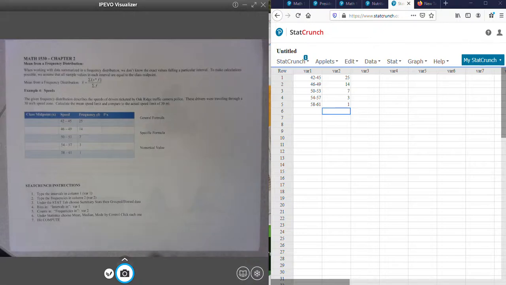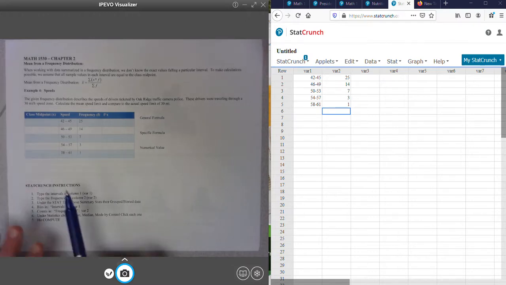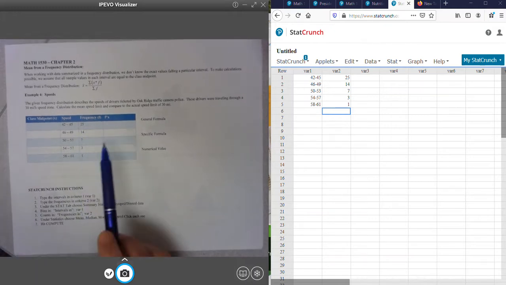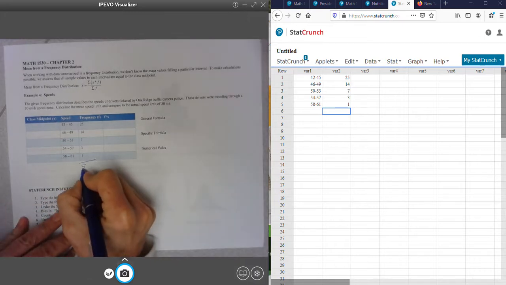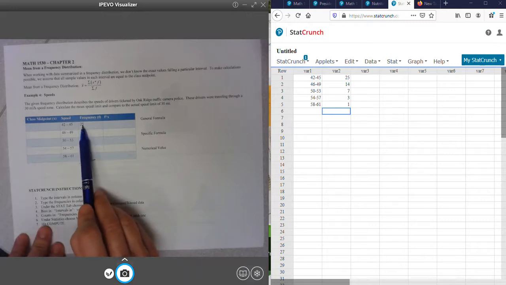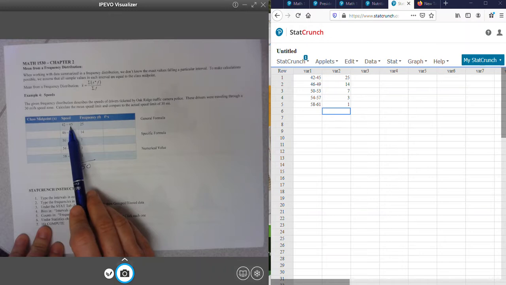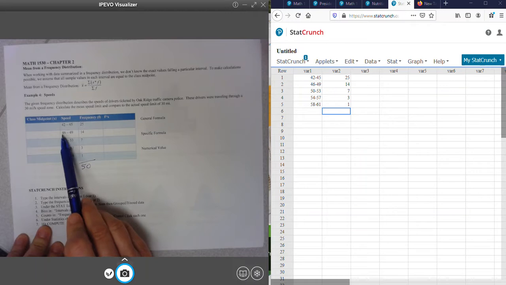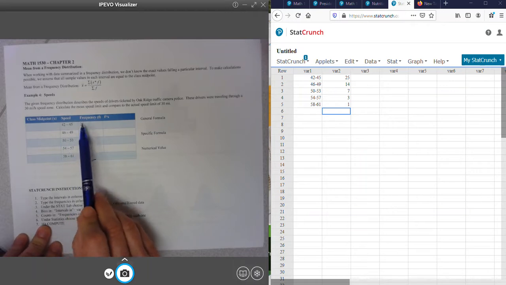This is section 2.3, and we are going to see how we can find the mean from a frequency distribution. What we have here in this example is a large data set, and this data set actually has 50 different speeds of drivers in Oak Ridge. These drivers were clocked for their speed, and what we found was that there were 25 drivers going between 42 and 45 miles per hour. There were 14 going between 46 and 49 miles per hour, and so on.